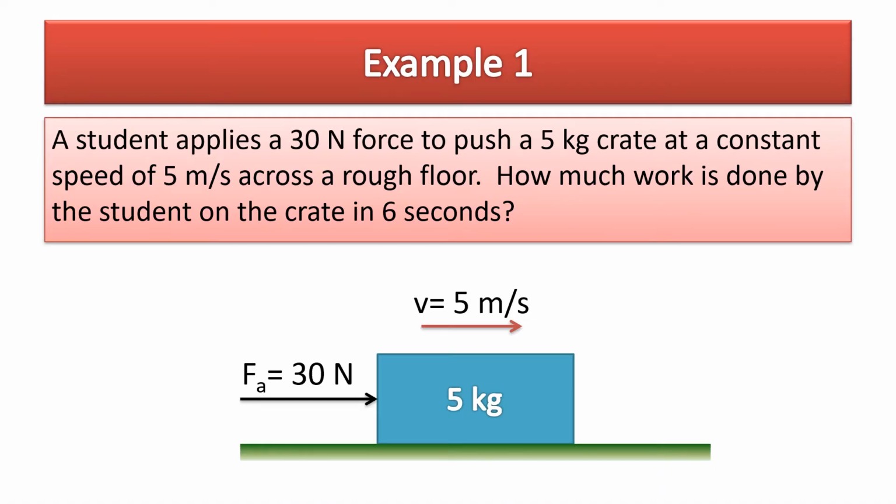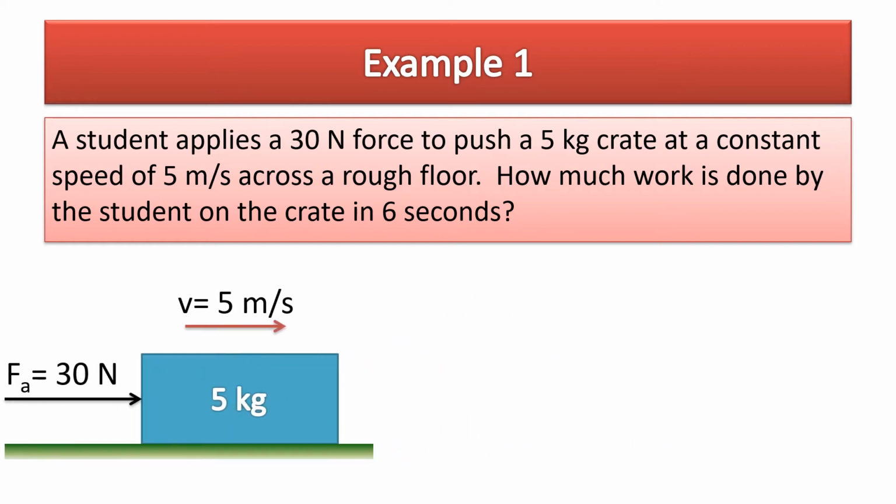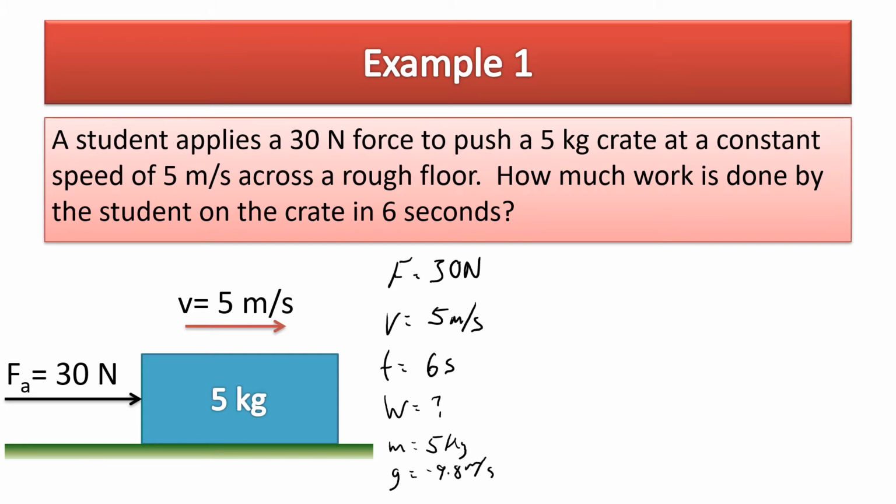So let's do a quick example that looks like this. It says a student applies a 30 Newton force to push a 5 kilogram crate at a constant speed of 5 meters per second across a rough floor. How much work is done by the student on the crate in 6 seconds? So this force, how much work is done by that force? We'll write out our given information. That's all we really need to find the work. They do tell you the mass is 5 kilograms, and we can assume we're on Earth, but we're not going to need that stuff because we're just asking about the work done by this force.